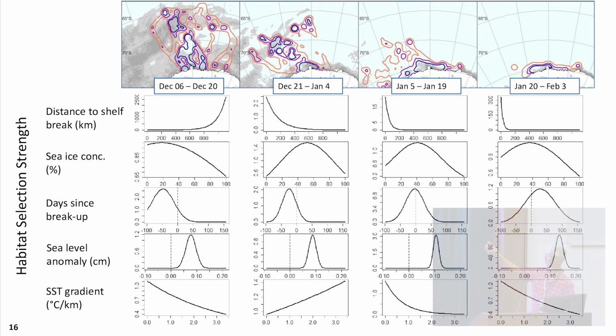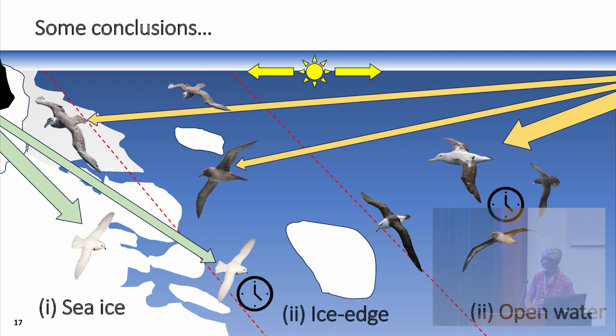And you can see that if you look at sea ice concentration, early in the breeding season, they're favouring fairly light sea ice cover. And as the breeding season progresses, this is the second row, they favour those intermediate sea ice concentrations, and they track those all the way across the breeding season. You can ask me about the other details on here at the end of the talk if you're interested.